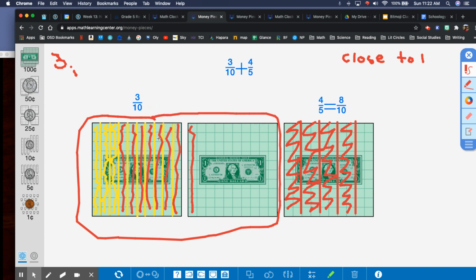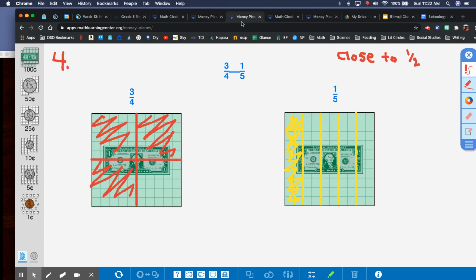And what I said was, this is really close to one whole, isn't it? Because it's one whole dollar, and it's just 1/10 of another dollar. So the benchmark, what is it closest to? It's going to be closest to 1. Okay, so it's close to 1. So let's move to the next one.